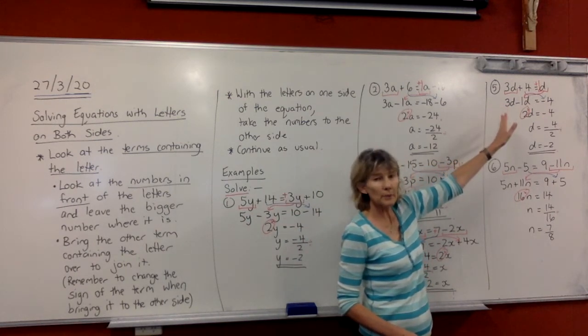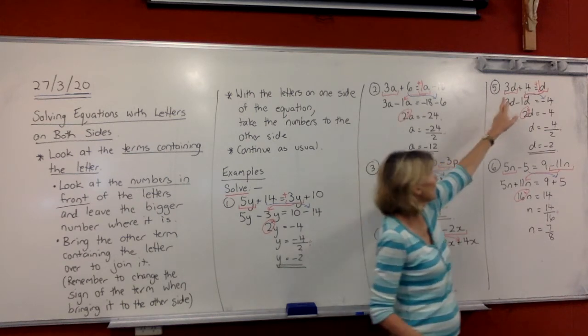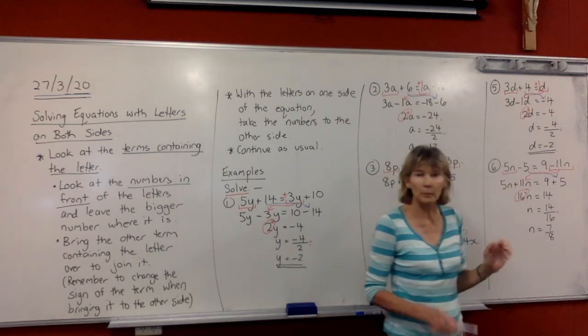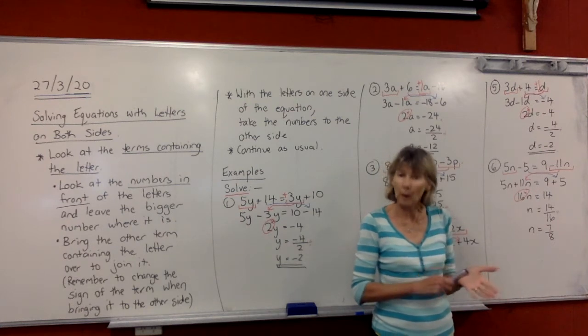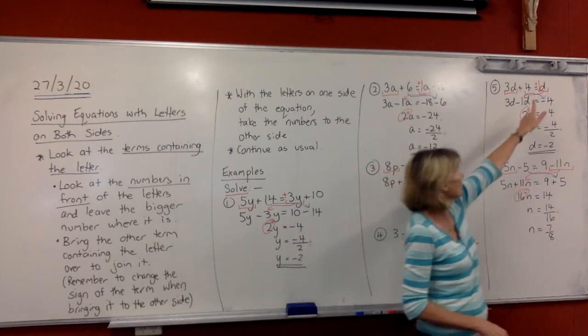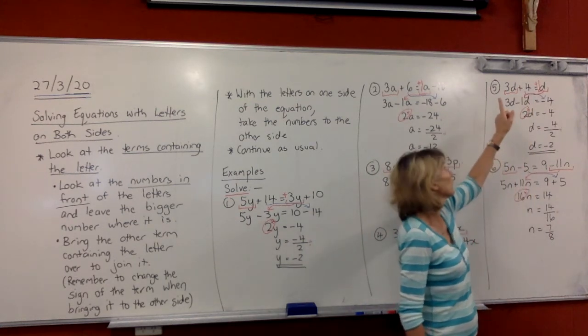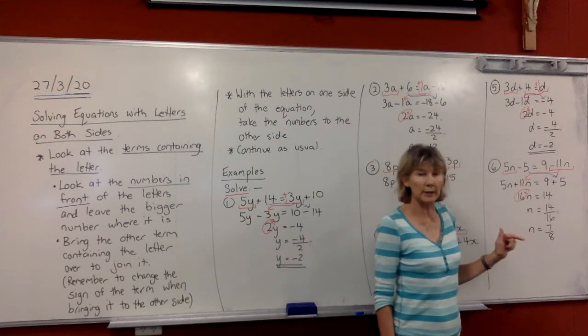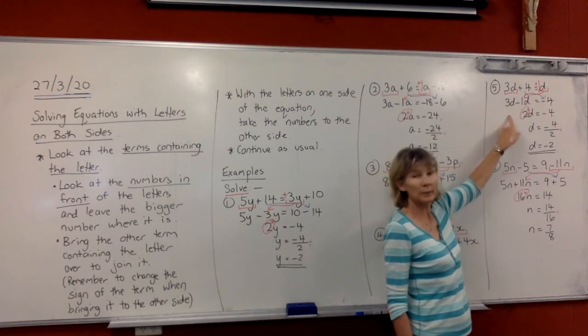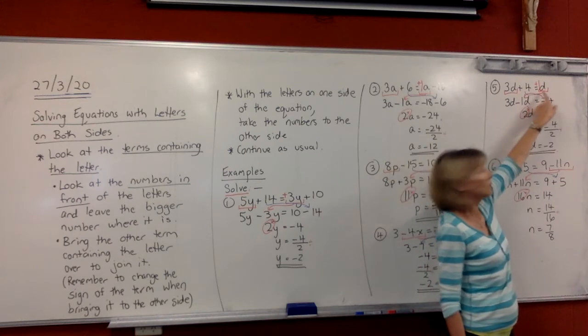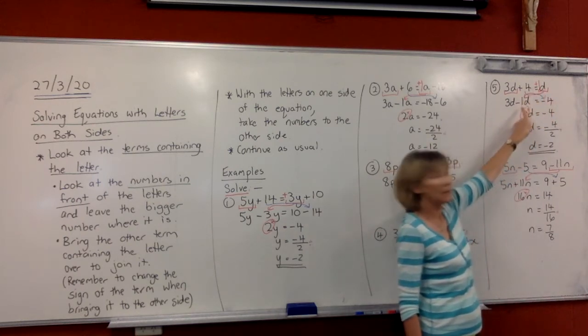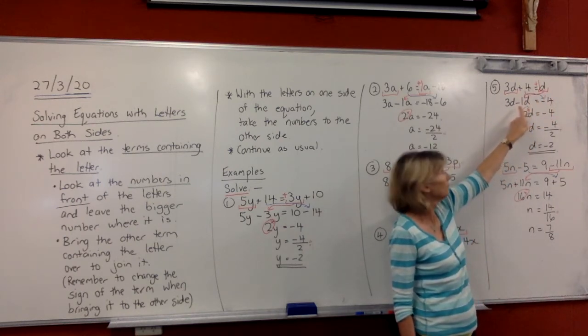There's a lot less terms here. We'll deal with that in a minute. But we've got 3D and D. Remember, D has a number in front of 1 if there's no number there, so write the number in. The bigger of 3D and 1D is 3D. So we're keeping the 3D where it is. Bring the plus 1D over to become minus 1D.